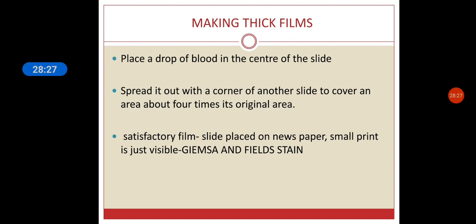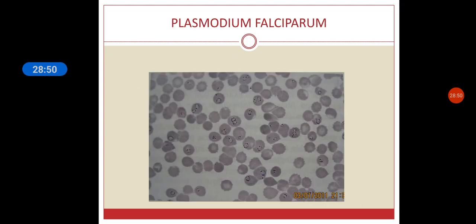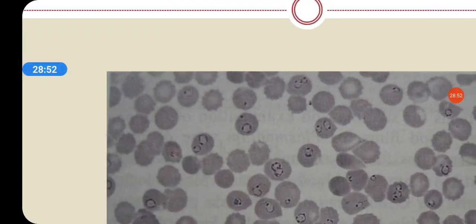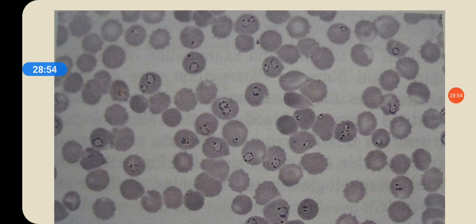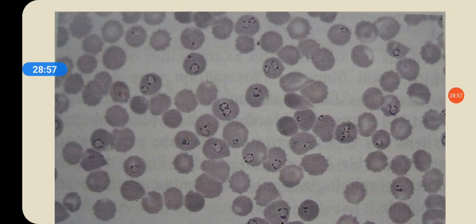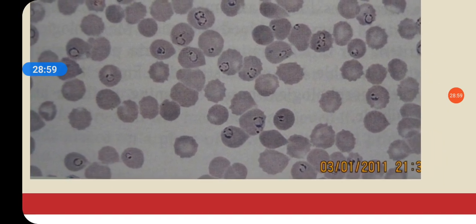Once the 10 minutes is over, then you continue the routine procedure, that is, you continue with your Leishman stain. 2 minutes of stain, and then you add buffered distilled water for another 8 to 10 minutes, and then you continue the same procedure, right? So basically a thick smear is used for identification of parasites, right? So this is Plasmodium vivax. If you can appreciate, these are all rings which you are seeing, the parasite rings.